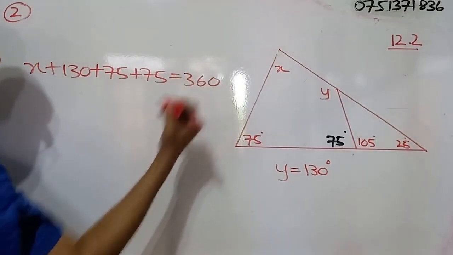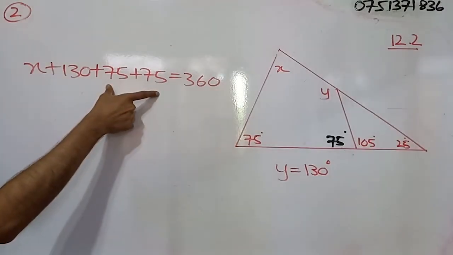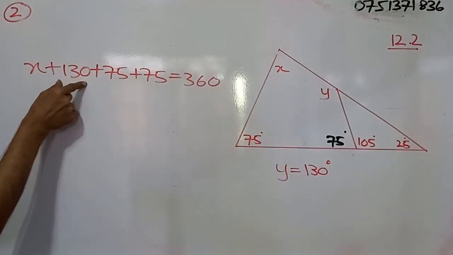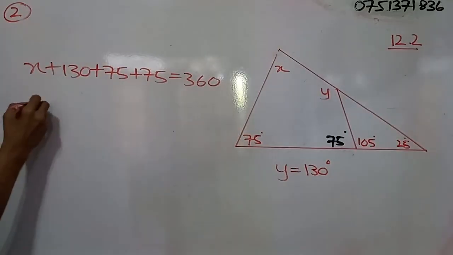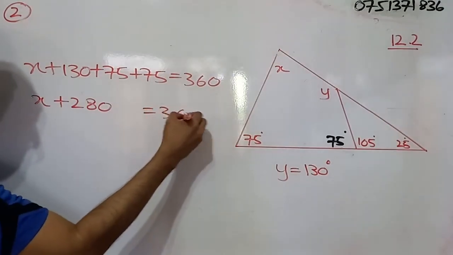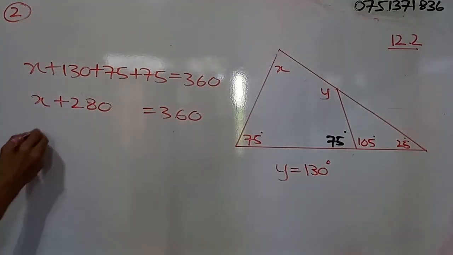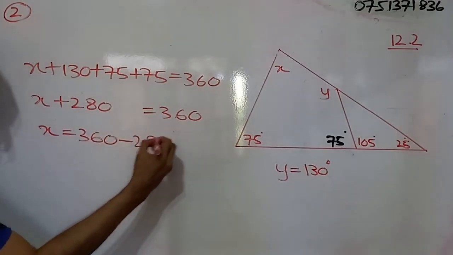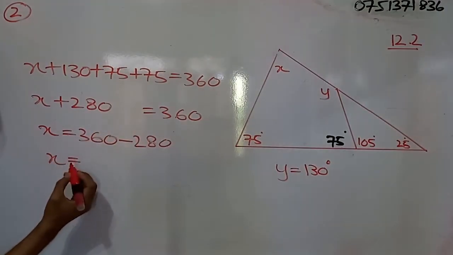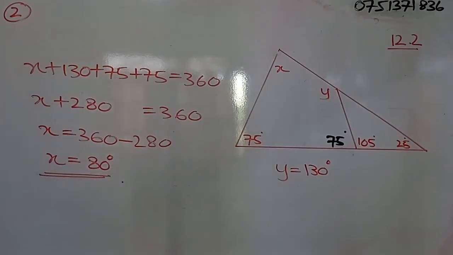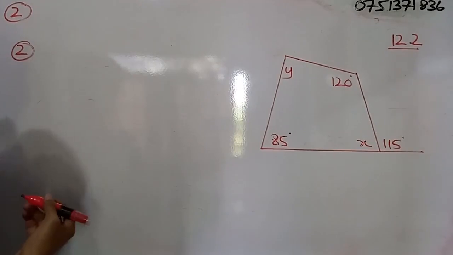So that is 360. If we add these two, we get what? 150. 150 plus 130, that is what? 280. So x plus 280, that is equal to what? 360. So x is equal to what? 360 minus 280. So the value of x will be what? 80 degrees. 80 degrees.